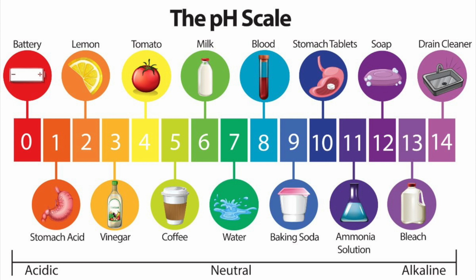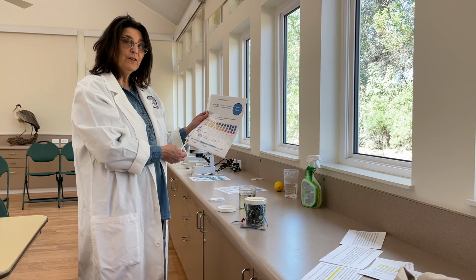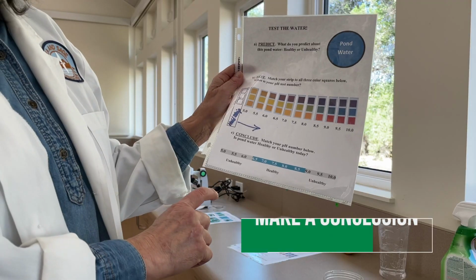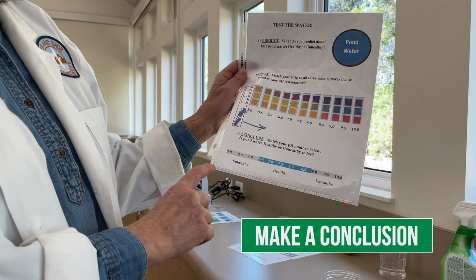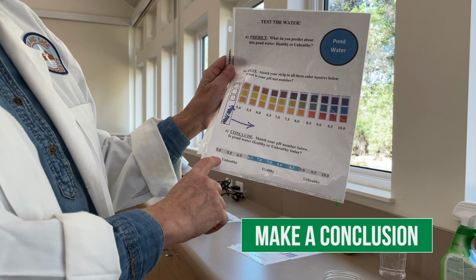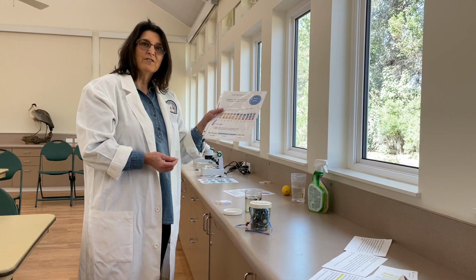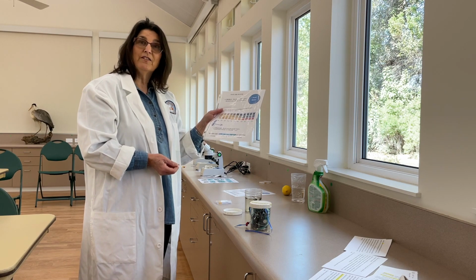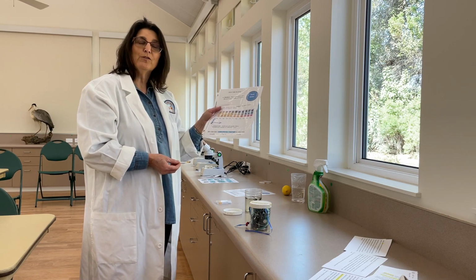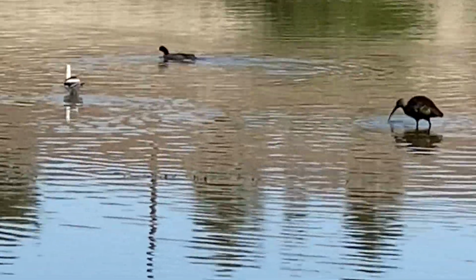So that's our result. And what's our conclusion? Have our result, we want to make a conclusion. Is it healthy or not? So where is 7 on this? Oh, right there. So the result, the pH is 7, means that it's healthy for wildlife. And healthy water means lots of food in it for the ducks and other birds and other wildlife.